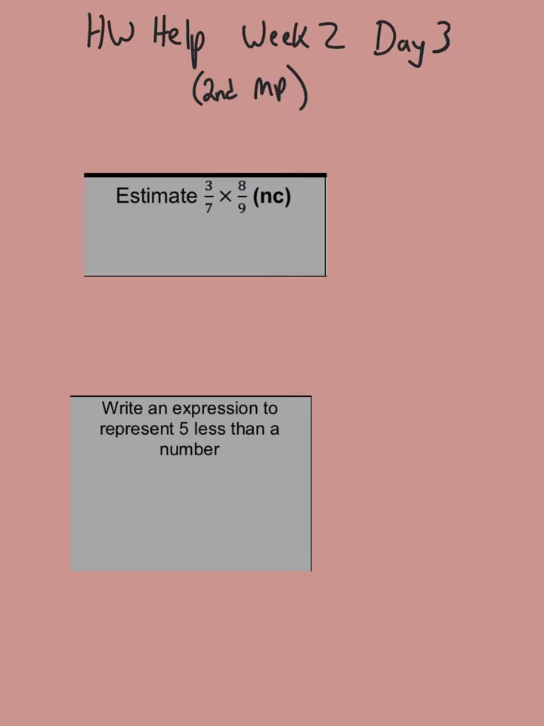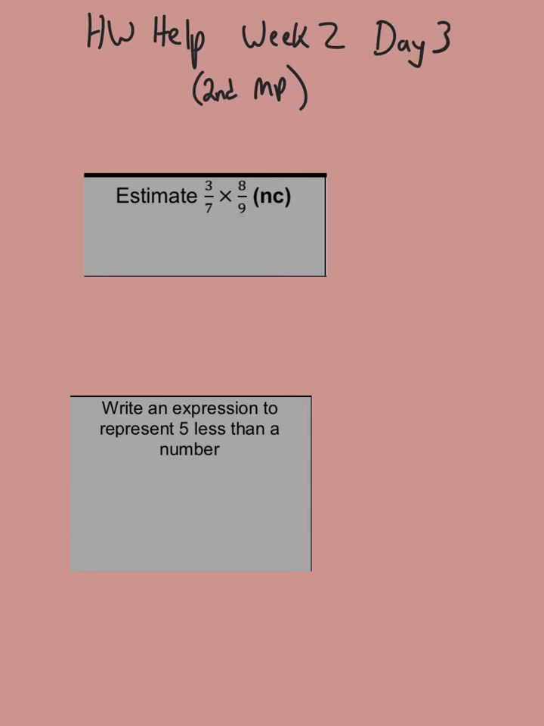Let's get started. First one is estimate 3/7 times 8/9. No calculator. Now, here is what you've got to be able to do. When you estimate fraction products, each fraction rounds to 0, half, or 1. So 3/7 is either going to be close to 0, half, or 1. 8/9 is either going to be close to 0, half, or 1.